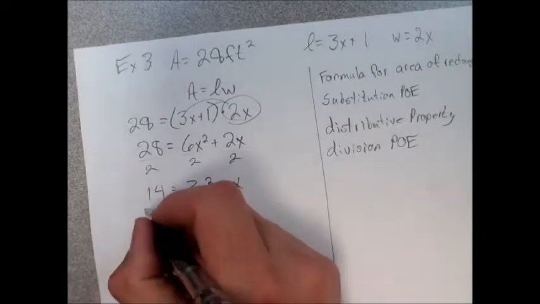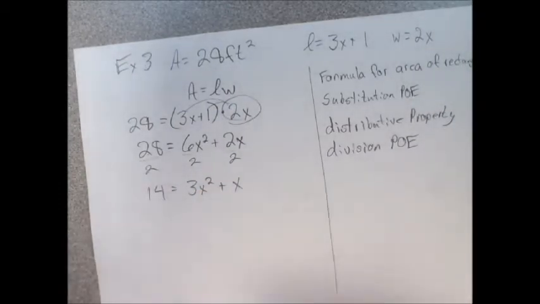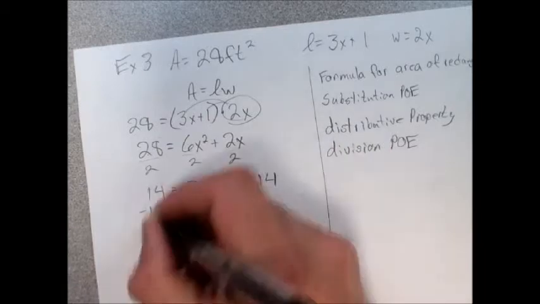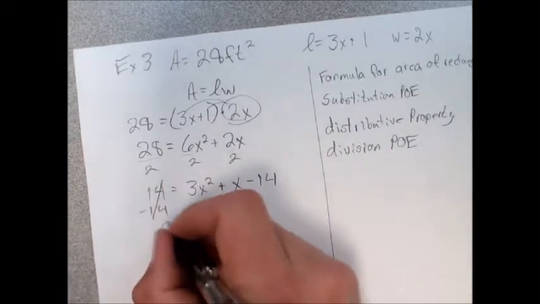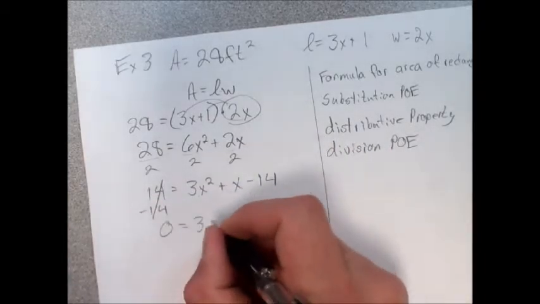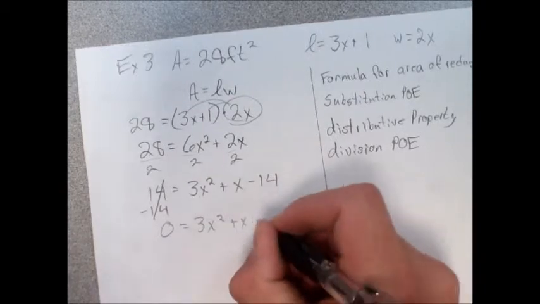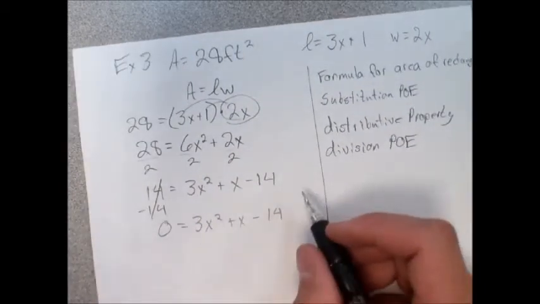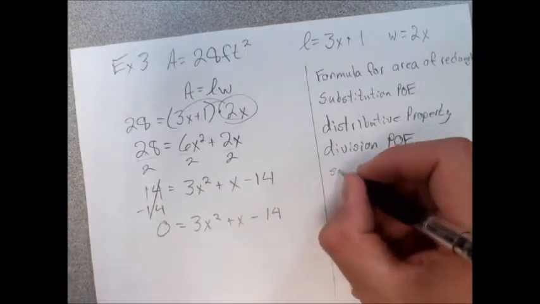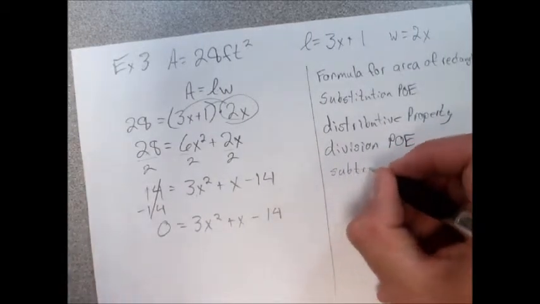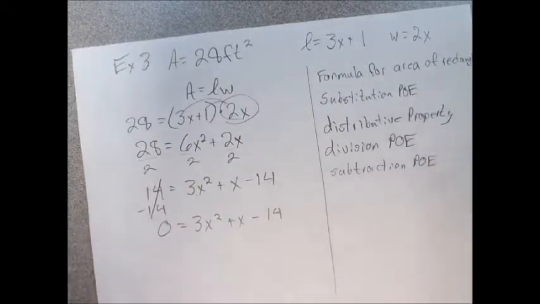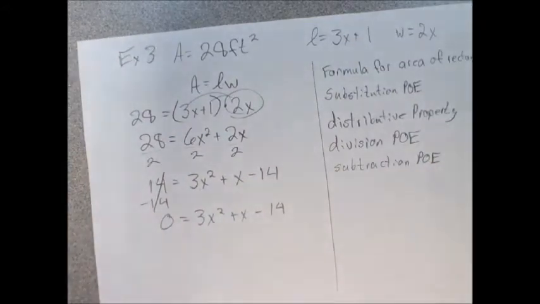I'm going to subtract 14. In order to solve a quadratic, which is what this is, I have to subtract 14. So I'm subtracting 14 from both sides. 14 minus 14 is 0, and I'm left with 3x squared plus x minus 14. What I did was the subtraction property of equality. Some of you are probably asking, why did I subtract that? Hopefully this will make sense on the next step.